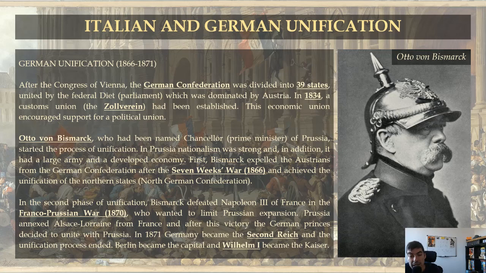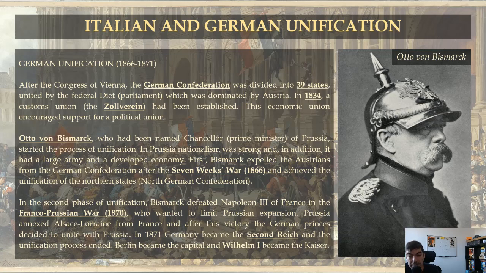First, Bismarck expelled the Austrians from the German Confederation after the Seven Weeks' War of 1866, mostly after the Battle of Sadowa. We have talked about this war in the Italian unification, when the Italians annexed the Kingdom of Venetia because of their help to the Prussians against the Austrians in this Seven Weeks' War. The result of this war was a new confederation with just the northern German states, which is called the North German Confederation, led by Prussia.